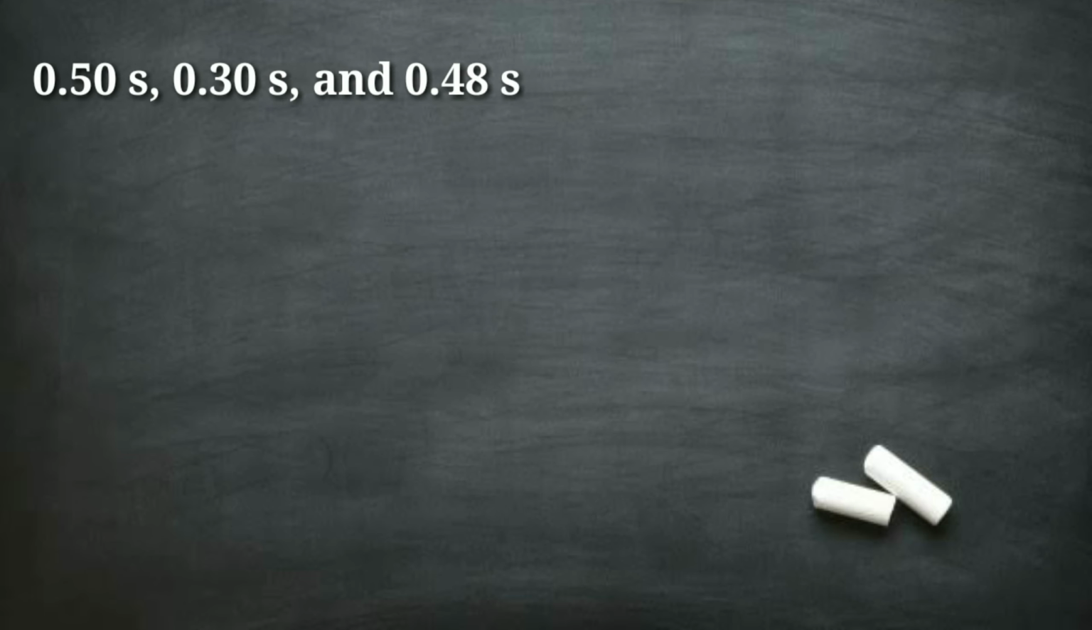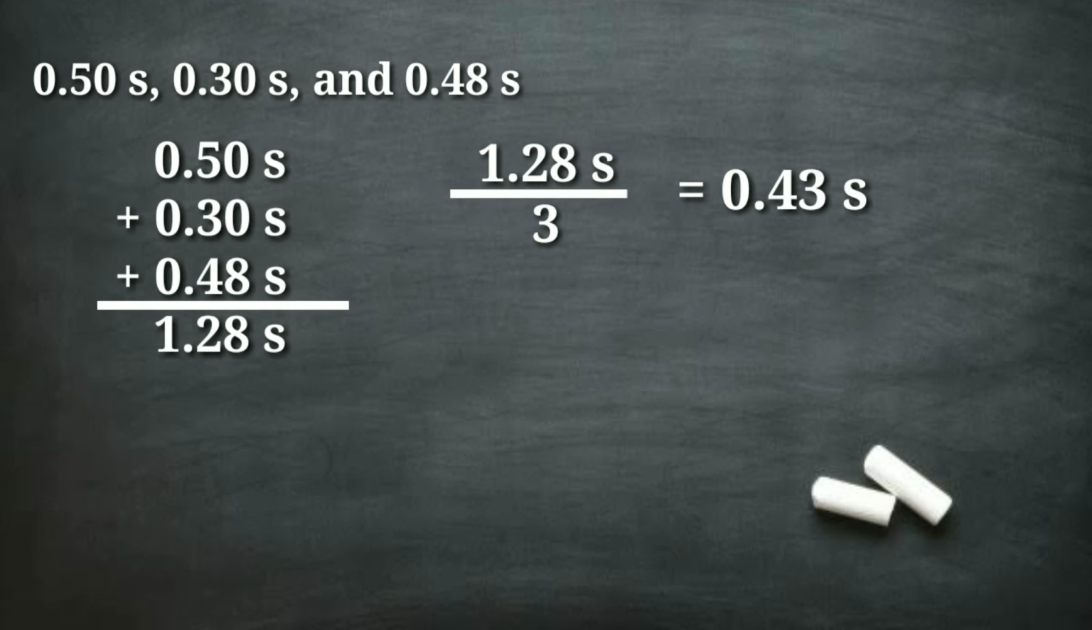Let's say you measure the 3 following times: 0.50 seconds, 0.30 seconds, and 0.48 seconds. Now find the average by adding up the 3 different measurements and dividing the result by 3. Now divide 1.28 seconds by 3, so the average time is 0.43 seconds.